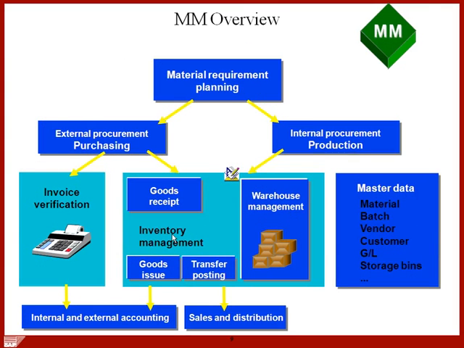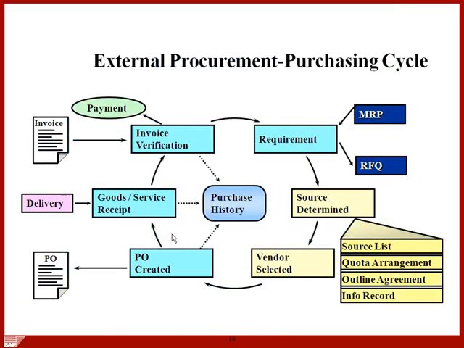Then we go to the MM overview: what do we mean by external procurement, what is in-house production, which document is required for which purpose, and how to create those documents. All those things we will discuss in the MM overview. And then there is something called external procurement, or what we call the purchasing cycle.